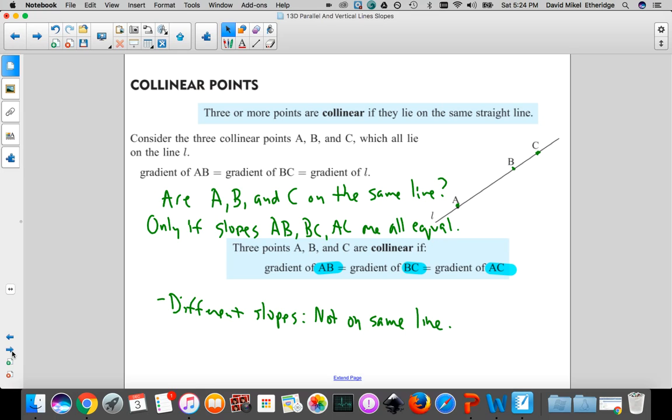Collinear means 3 or more points are on the same line. How do we know if something is collinear? We look at the gradients. AB, here to here, has the same slope. BC, here to here, has the same slope. And AC, here to here, has the same slope. Different slopes mean they're not on the same line.